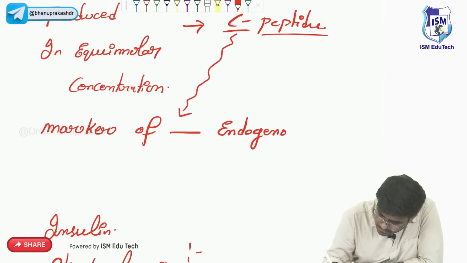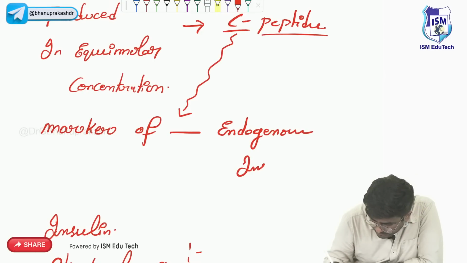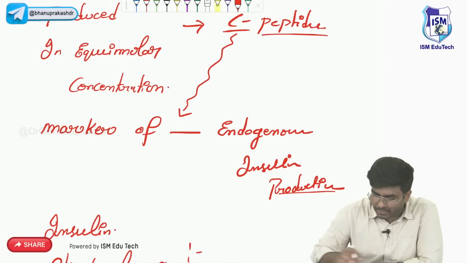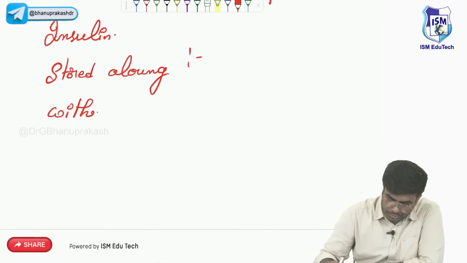endogenous insulin production. The marker of endogenous insulin production. By looking at the urinary C peptide levels, you can know how much insulin is being produced.